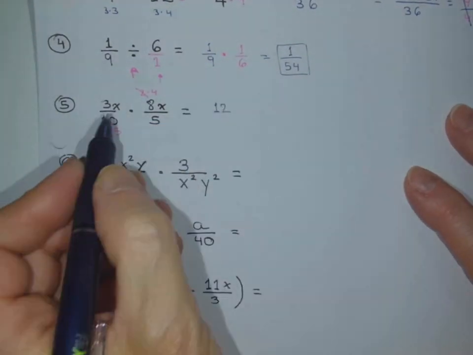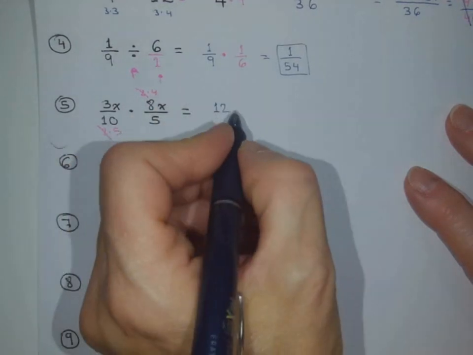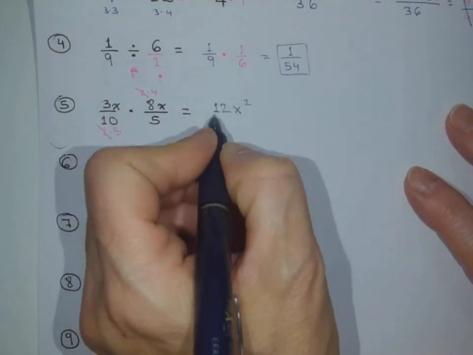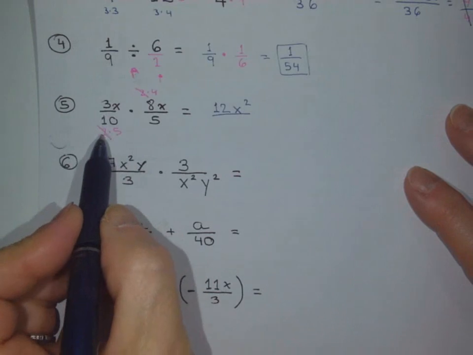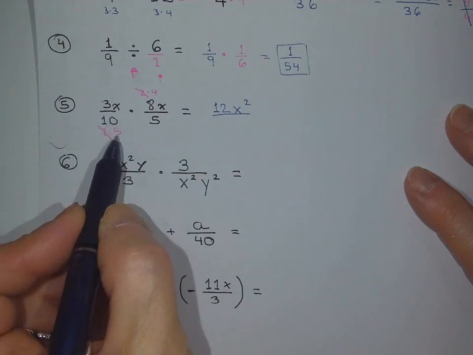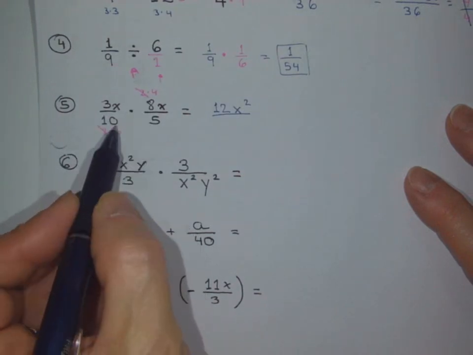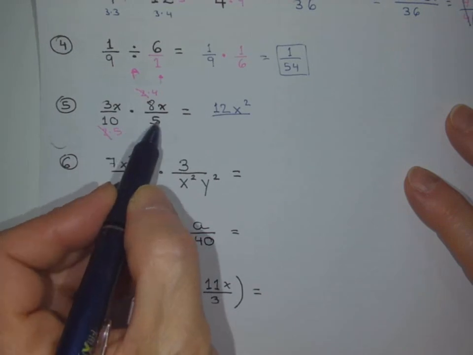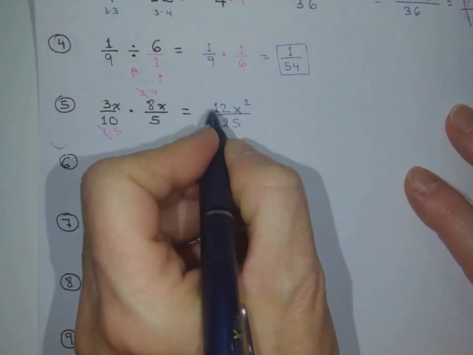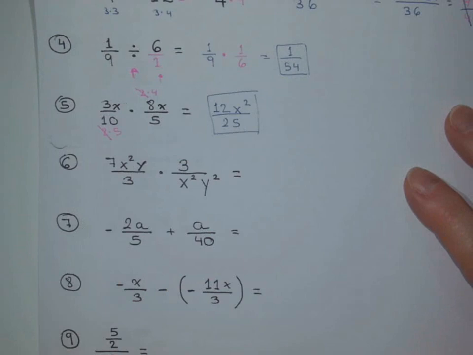And now don't forget, we have an x times an x, right? So that's a multiplication, so now that's an x squared. Over, the 10 became just 2 times 5, and the 2 was cancelled, so we just have a 5 left over, so 5 times 5 is 25. And that will be your simplified answer.